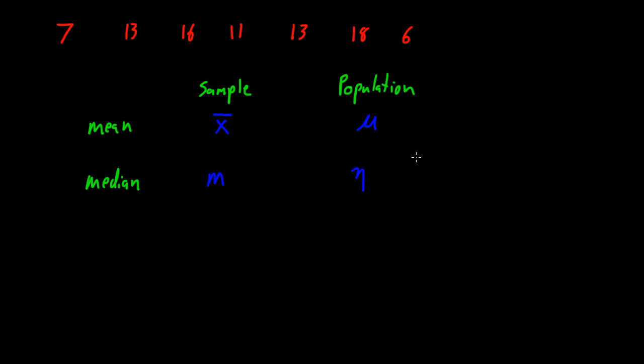And these are just the values that we're going to use to denote that throughout the rest of this course, but just so you're aware, these are how we're going to be talking about the different values. So if you see an x bar, we're talking about a sample. If you see a mu, we're talking about a population. And the same for median. If you see an m, it's the sample, and if you see this eta character, it's the population.